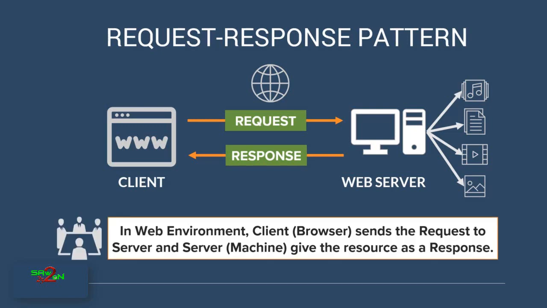Well, here's a standard definition. In a web environment, the client, the browser, sends the request to the server, and the server, which is nothing but a machine, gives a resource as a response. Okay, so this is how the communication happens between two systems. One is called the client, who's requesting. One is called the server, who is responding to that request. Okay, so let's continue and see this example in the real world.